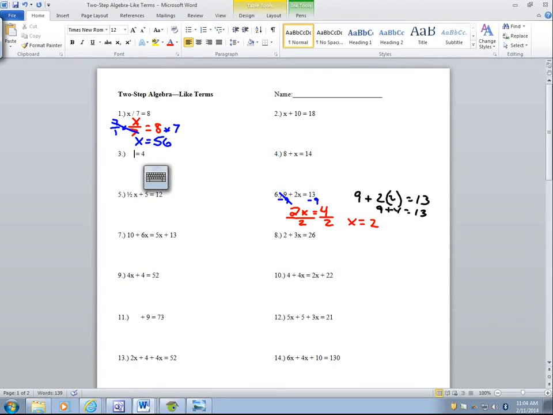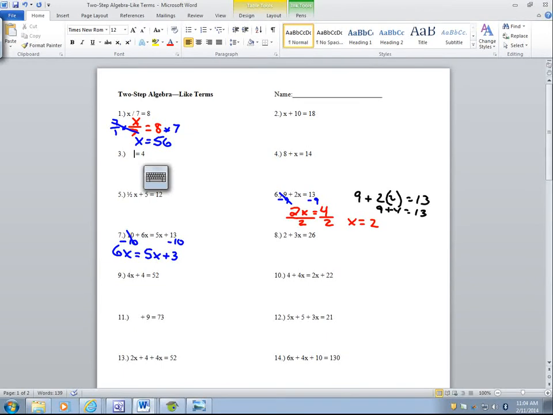Just this part right now. So let's look at 7 here. We have to put what? The variables on the left and the whole numbers on the right. So we got to do a couple things here. First thing we do on number 7, let's minus 10 and minus 10. So we have 6x equals 5x plus what? 3.